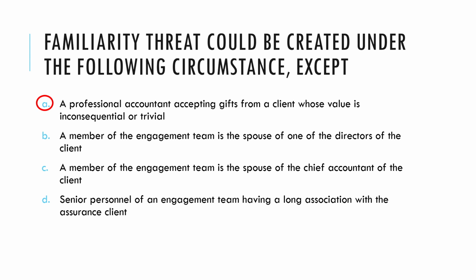Other choices, such as, for example, a member of the engagement team being the spouse of one of the directors of the client, is an example of a threat that is born out of an immediate family relation. And this will definitely give rise to a familiarity threat. Letter C, a member of the engagement team is the spouse of the chief accountant, so similar to letter B. Or letter D, senior personnel of an engagement team having a long association with an assurance client will also give rise to a familiarity threat. And this is one of the reasons why there is a designated period for rotation, to help ensure that familiarity threat could be addressed or lessened.